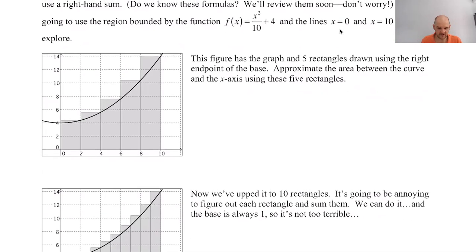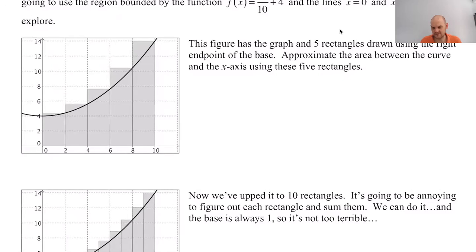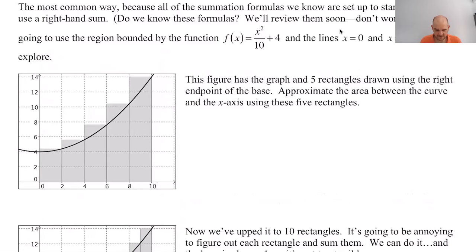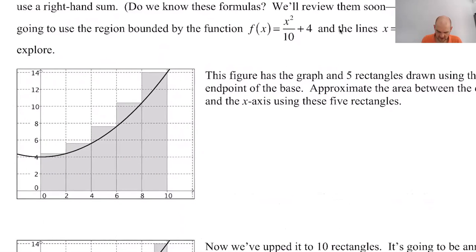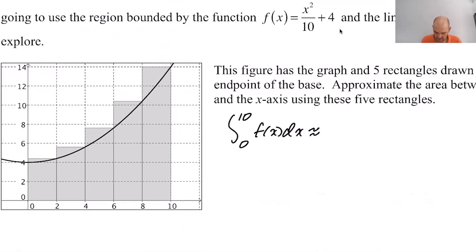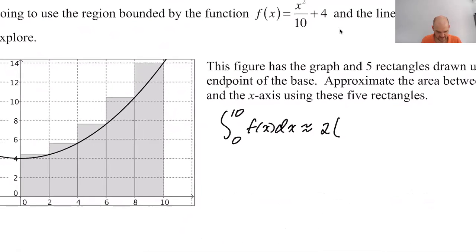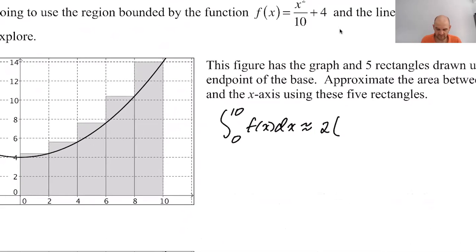And what we want to do is get really good at writing things that a computer or calculator can do. So what we're going to try to do here is approximate this area using 5 rectangles. You can see they are provided: 1, 2, 3, 4, 5. So the definite integral from 0 to 10 of f of x dx is approximately... each of them has a base of 2. We're using the right endpoints, right? So the first base is from 0 to 2. The right endpoint is 2, so I'm just going to say f of 2.